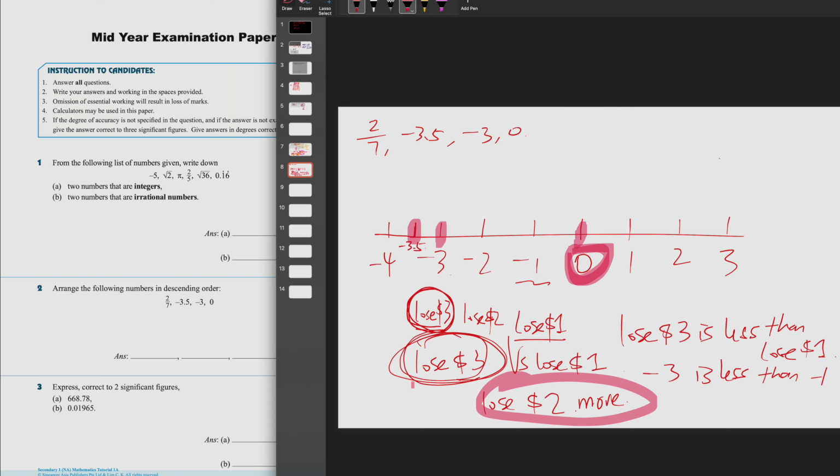So highlight it, and then you have the 2/7. For 2/7, you need to convert it. If you have a calculator, you can convert it easily. If you don't have it, it's about 0.22. So you just do this long division.